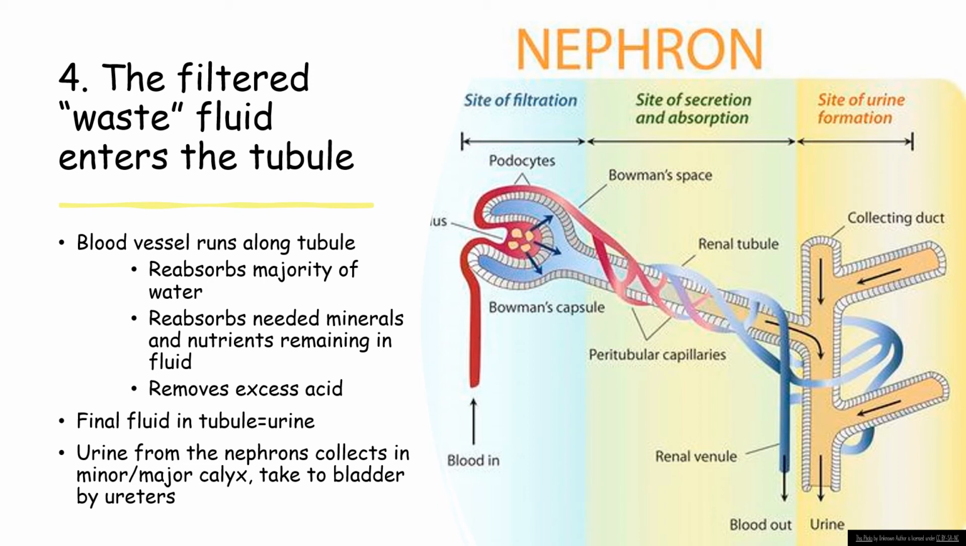So finally, after passing through that tubule, the kidney and the nephron is left with our final fluid that is urine. And as I mentioned, those minor and major calyxes, that is where the urine collects within the kidney after being filtered by all these nephrons, and then that is taken to the bladder by the ureters.